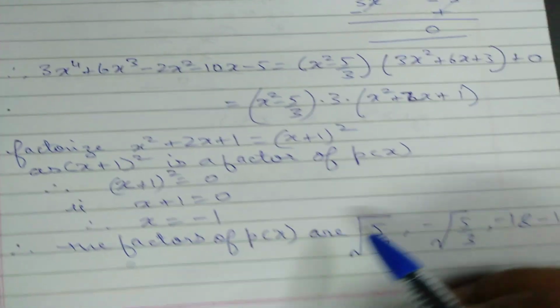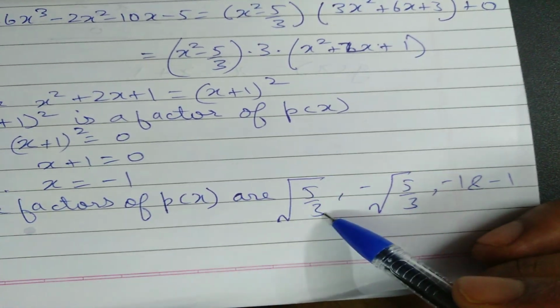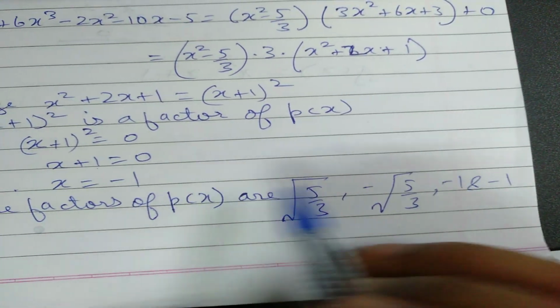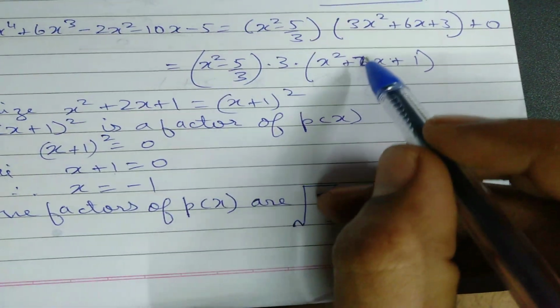Okay, so the factors are, these were the two factors that were given already, that is root 5 by 3 and minus root 5 by 3. And two minus 1s are here, which we have found out from the quotient.